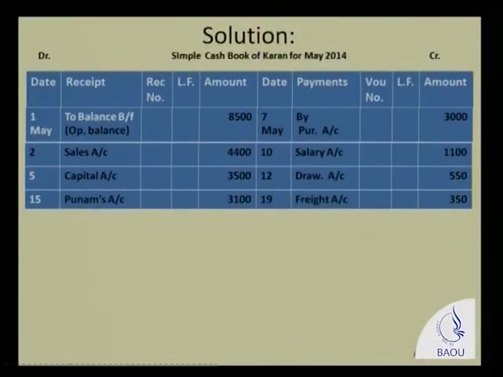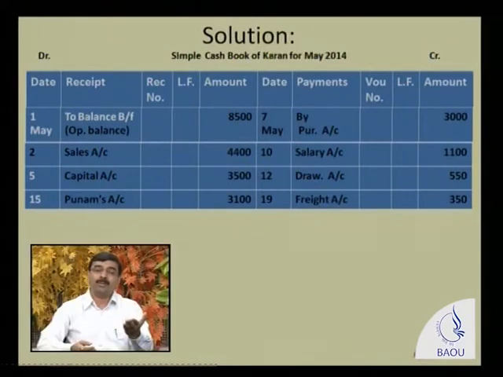So when you pay an expense, the expense account is always debited. As per the nominal account rules and regulations, the expense account is always debit and cash goes out. So the date on the payment side is the 19th, freight is an expense, so by freight account, in front of that, 350 rupees paid for freight.